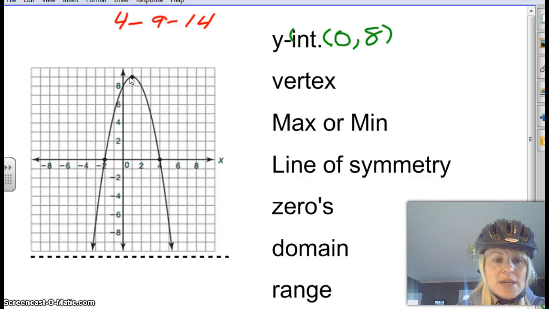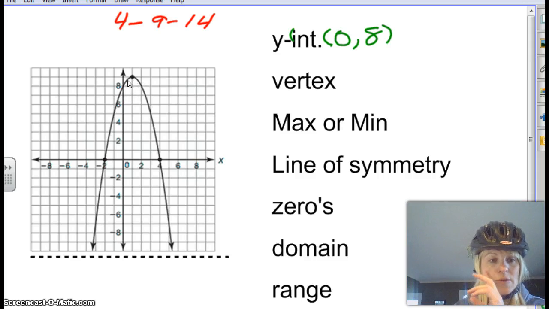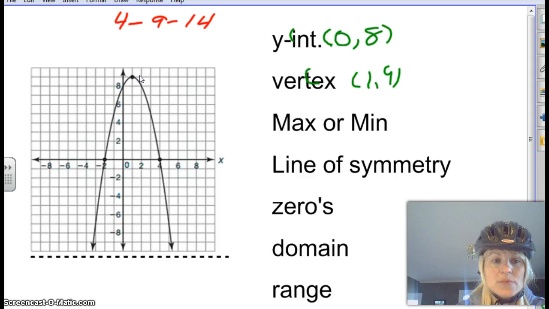Okay, the vertex is the highest or lowest point. So here we can see that it's at 1, 9. So for our vertex, we see at 1, 9. It has a top, so we say that's the maximum. So the maximum here, sorry guys, the maximum here is going to be at the 9.